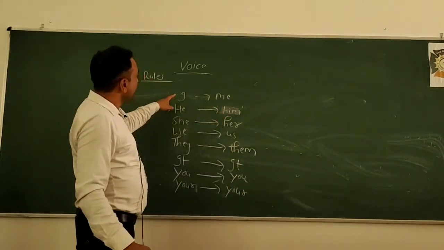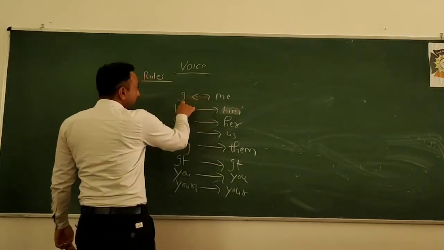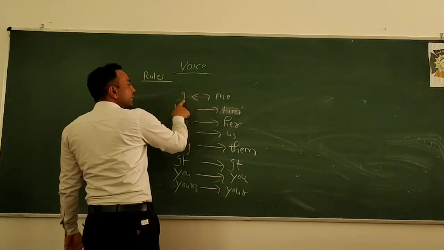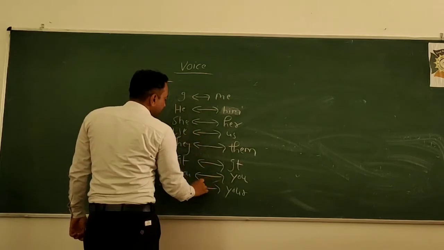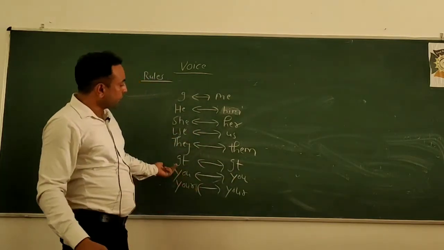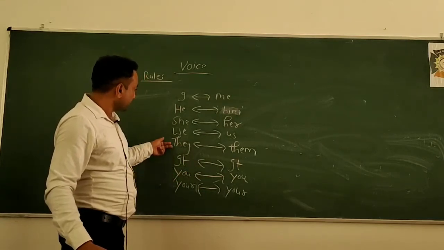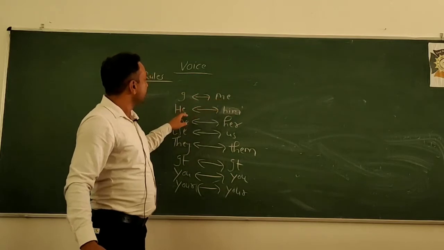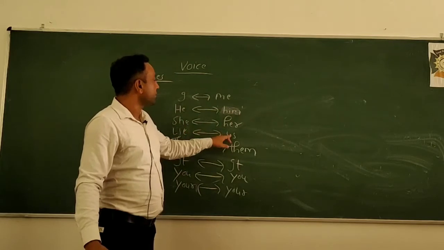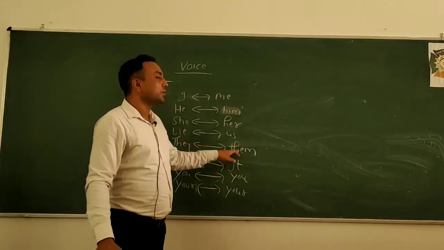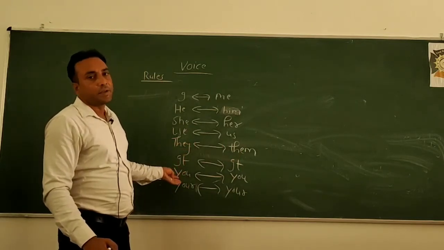Clear? First, one thing you need to keep in mind: if I is given, it will become me. If me is given, it will become I. They are interchangeable. Same is the case with everyone. I changes into me, he into him, she into her, her into she, we into us, us into we, they into them, and them into they. And these three, it, you and your, remain the same, so you need not worry about them.